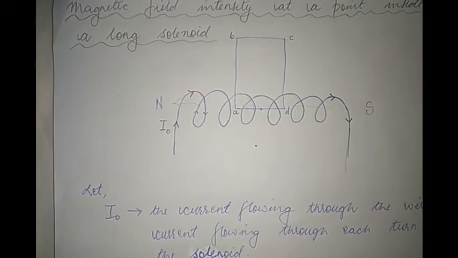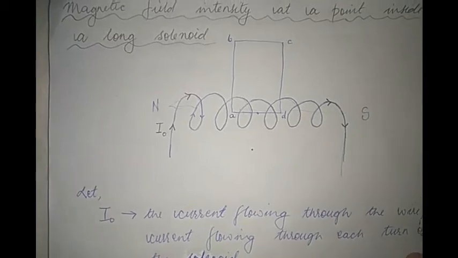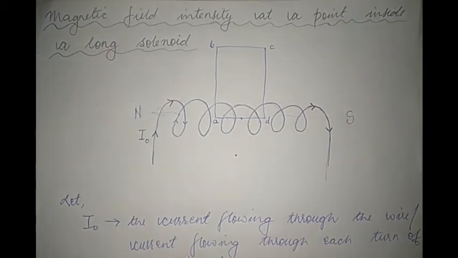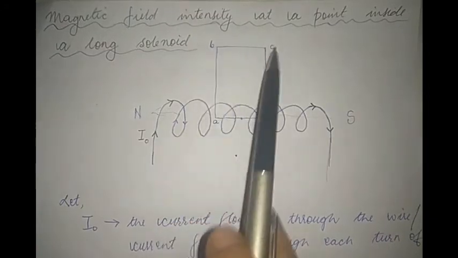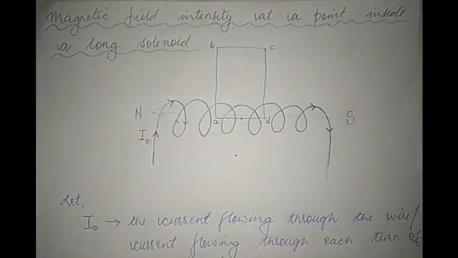But since this closed loop is rectangular, what we can do is we can break this closed loop into 4 parts. That is, AB is one part, BC is the other part, CD is the third part, and DA is the fourth part.